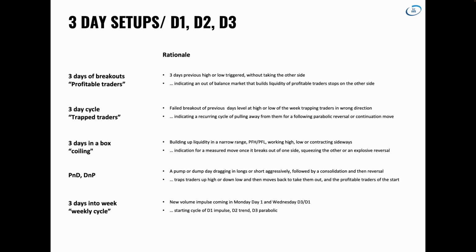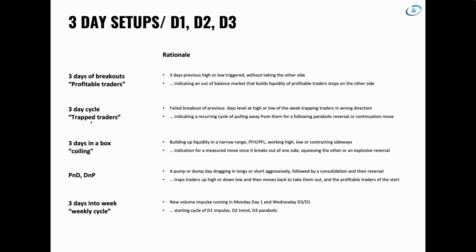The first one is 3 days of breakouts, meaning we are hunting profitable traders and trapped traders at the high. So we're looking at 3 days of previous high or low triggered without taking the other side. Then you are overextended, and this indicates that the market is out of balance and there's a lot of liquidity of profitable trader stops below. Then you need to wait until it really turns, because the issue is that this is still front side typically, but after it turns to backside, you might get a lot of space to the low for a nice trade. So 3 days of breakouts. That's day 1, day 2, day 3.